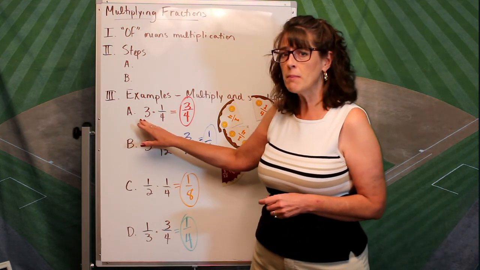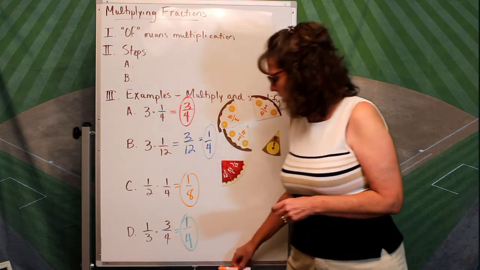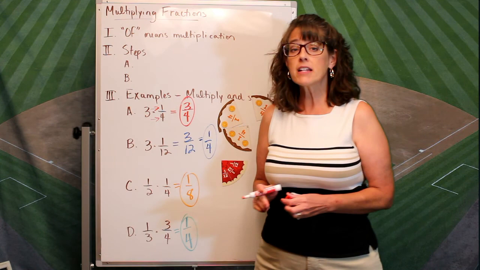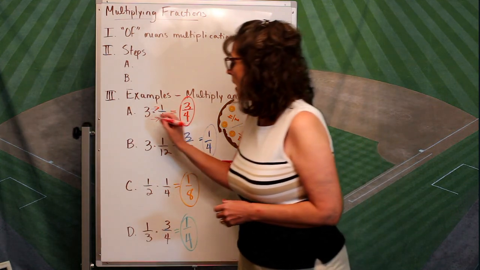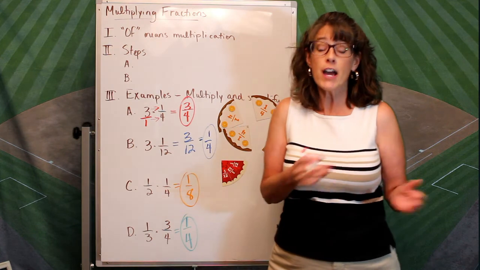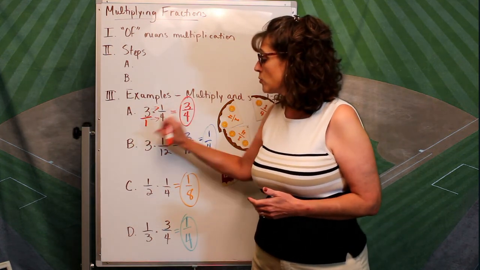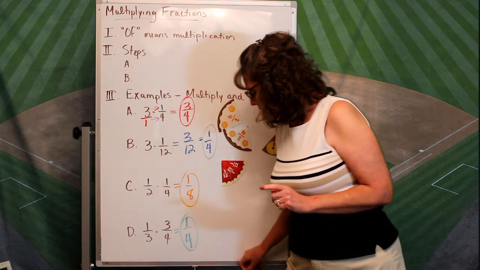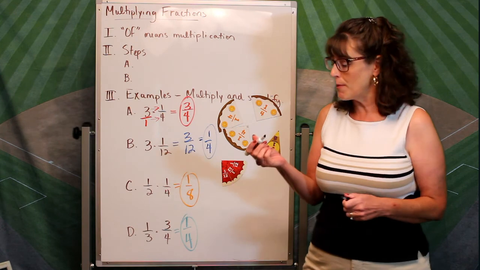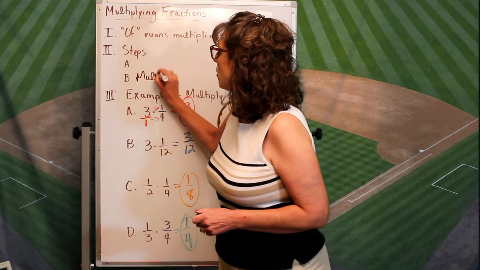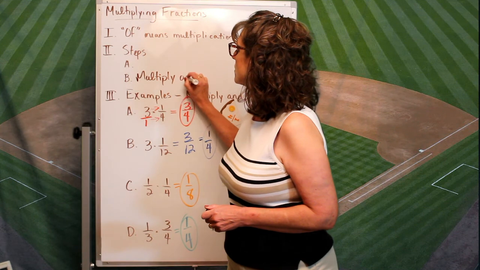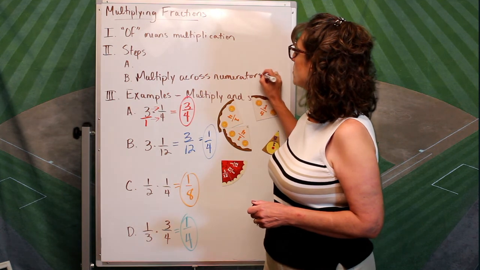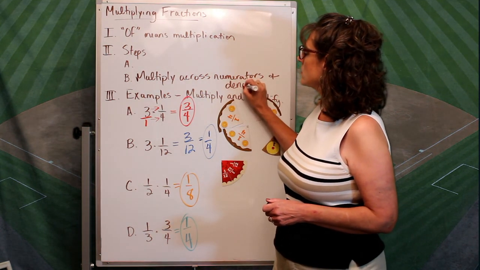You'll notice that when we compare this 3 and this 1/4, it looks like perhaps we just go straight across. And in fact, if I take that 3 and turn it into a fraction, I would put it over a 1. And then sure enough, I do multiply straight across. 3 times 1 is 3, 1 times 4 is 4. Aha! So that is one of the steps for multiplying fractions. It's actually the second step of multiplying those fractions: I'm going to multiply across numerators and denominators.